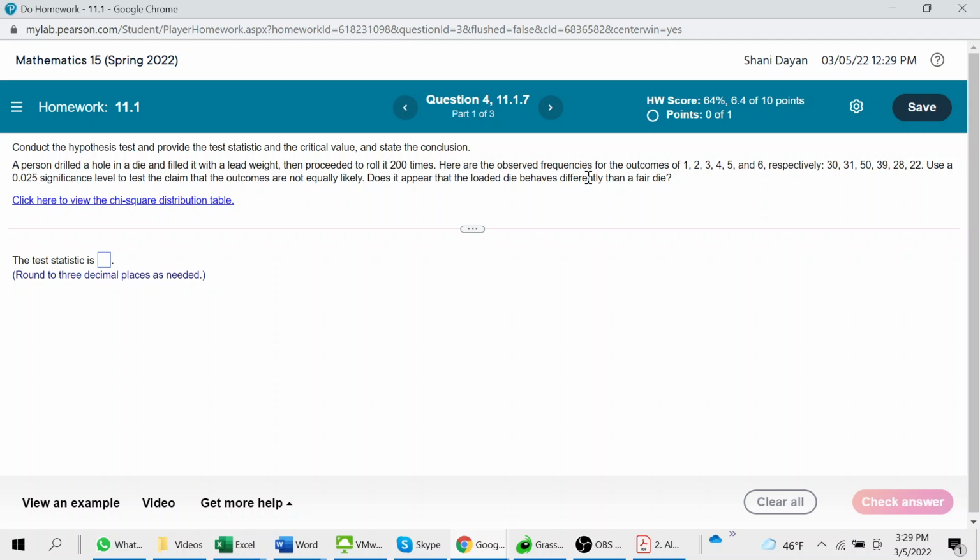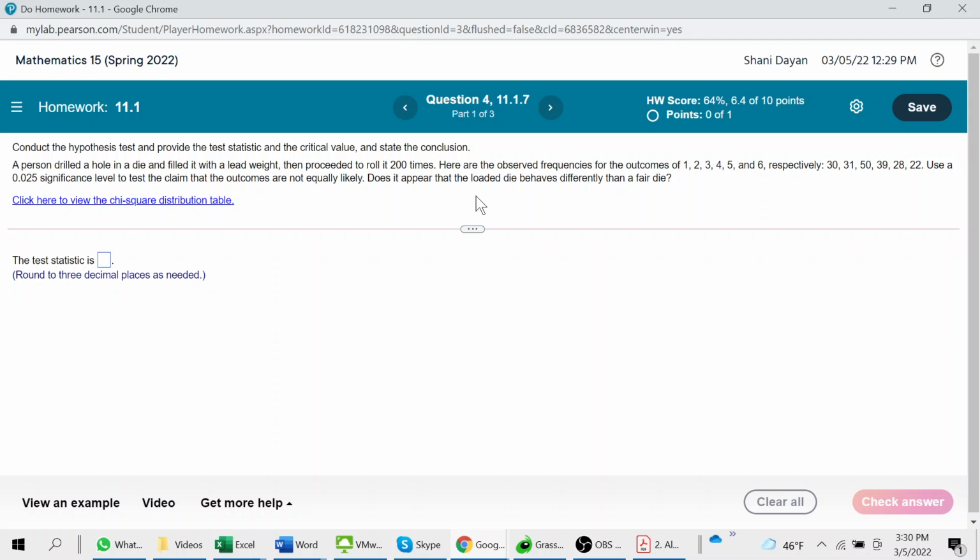Let's see here. Let me just solve this with my calculator. I'm using a TI-84 Plus CE calculator. What I'm going to do is put the observed values into the table here: 30, 31, 50, 39, 28, 22. And then I'm putting the expected values, which is 200 divided by 6, into each of the 6 categories.